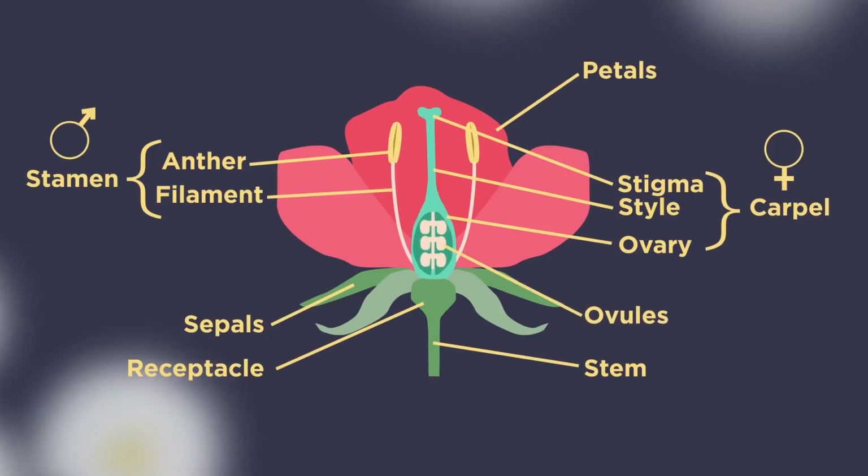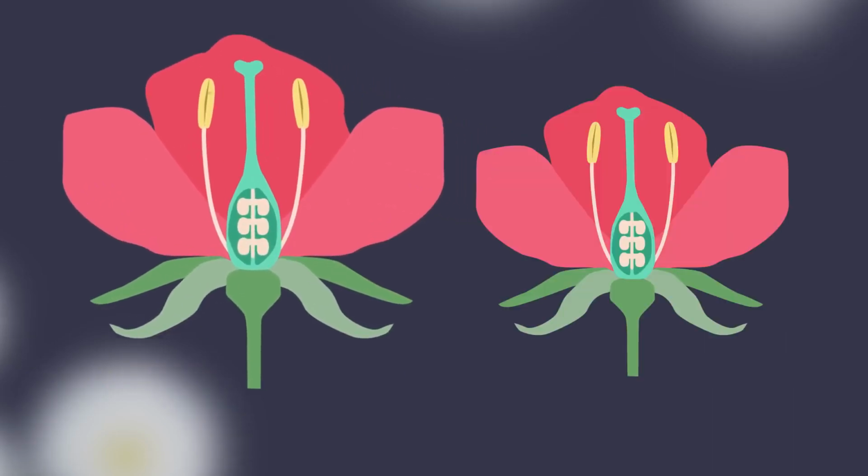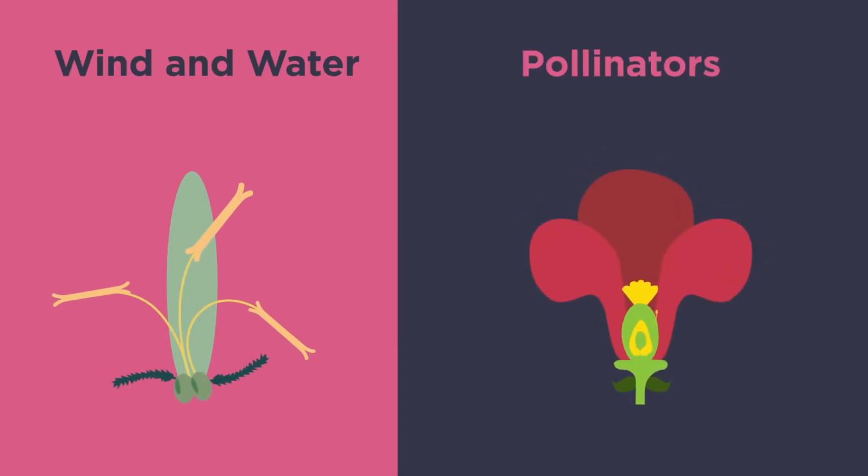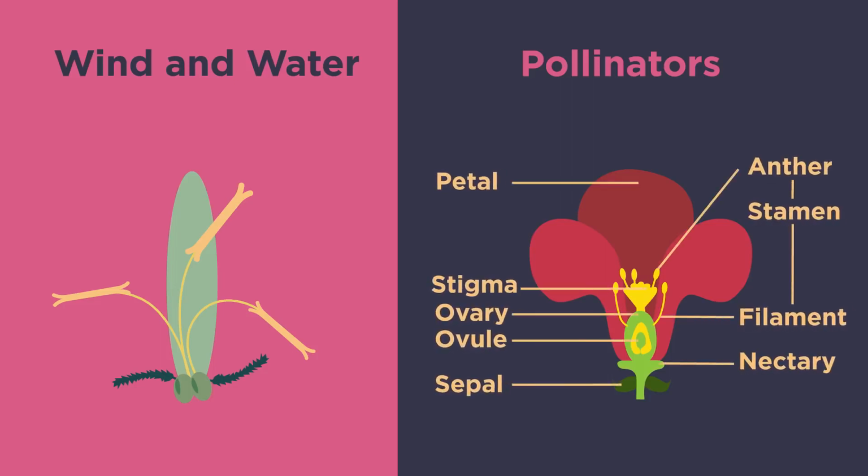So how does pollination work? Pollination is a transfer of pollen from the male anther of one flower to the female stigma of another. Flowers can be pollinated in different ways, by wind and water, or by pollinators such as insects, birds, and other animals. Flowers pollinated by pollinators are structurally different from those pollinated by wind or water. Look at the differences in size, scent, and color of the petals, and the positioning of the stamen and style.